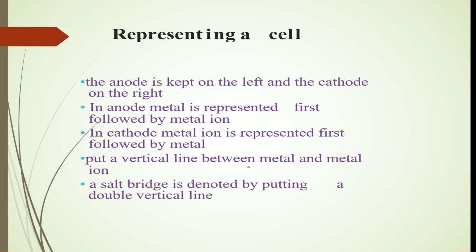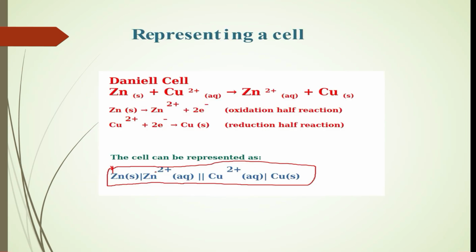Put a vertical line between the metal and the metal ion. Between the two half cells, put a double vertical line. The salt bridge is denoted by a double vertical line. A double vertical line between these two half cells indicates the presence of a salt bridge. So, the total representation of a cell is denoted like this.